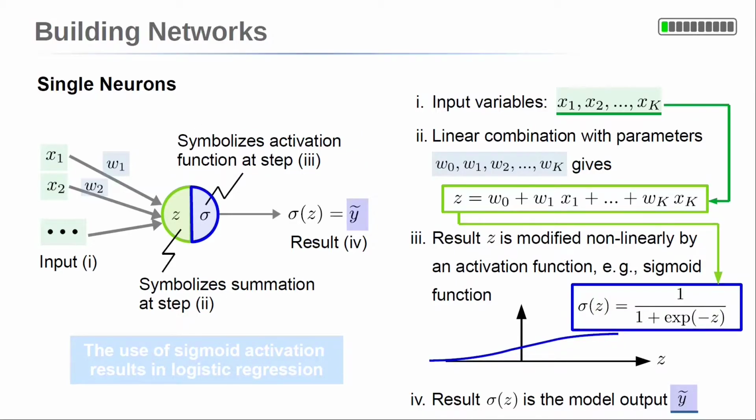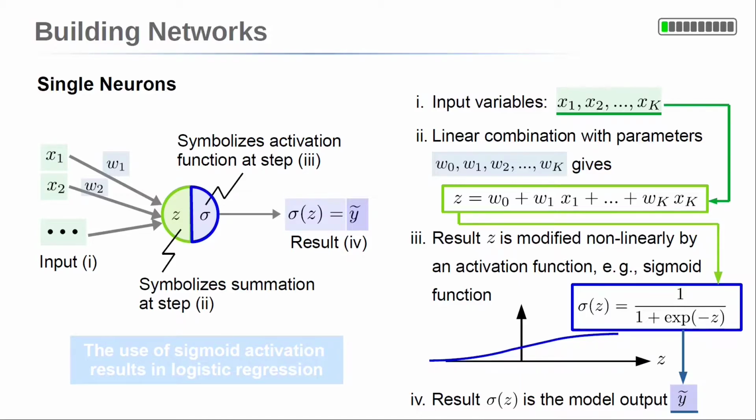Note that sigma denotes an arbitrary activation function, not only the sigmoid function. However, the sigmoid function can be this activation function. The sigmoid function was used for logistic regression to perform classification tasks. Thereby, the sigmoid function takes a linear model as input. This is our summation z, which contains the linear combination of the input variables. The neuron's output y tilde is the result of the summation after the modification from the activation function.